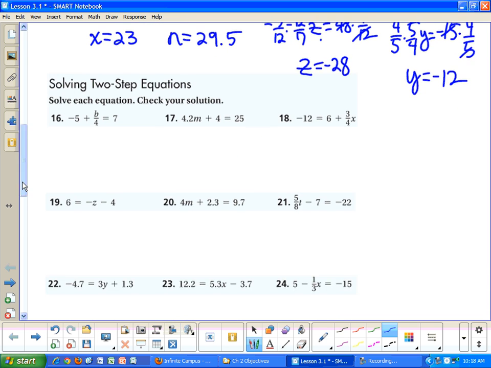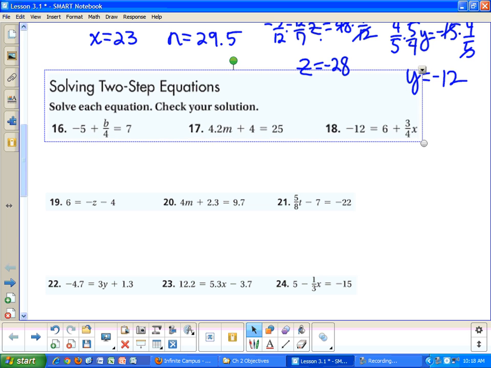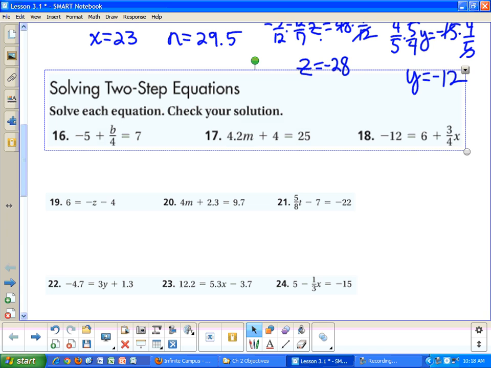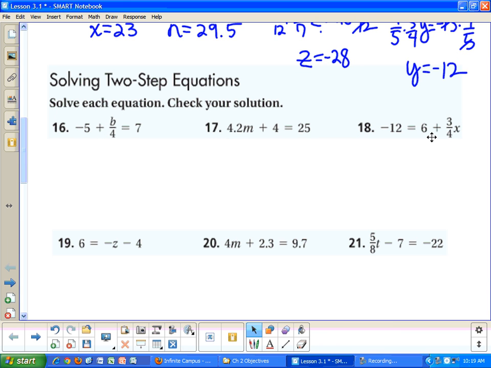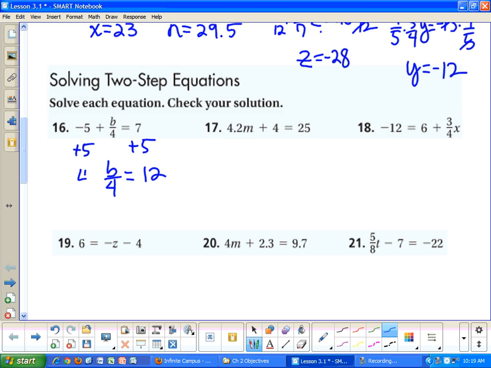Solving two-step equations. All right, for number 16, I think we're going to add 5 to both sides. And then we get b divided by 4 is equal to 12. Multiply both sides by 4. And we get b equals 40.